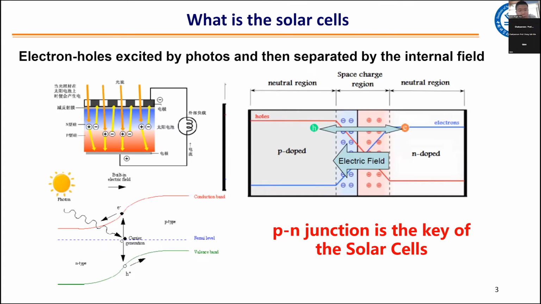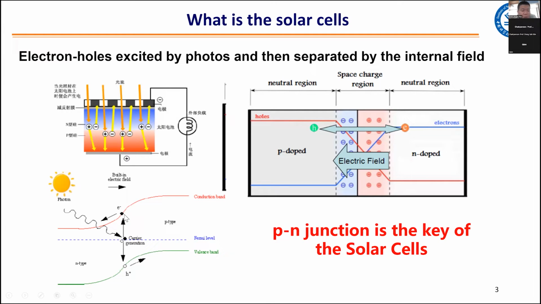So what is a solar cell? I think people working in your department are very familiar with this background, so I will just briefly talk about it. This is a typical solar cell structure, which we call the PN structure, or PIN or NIP structures.